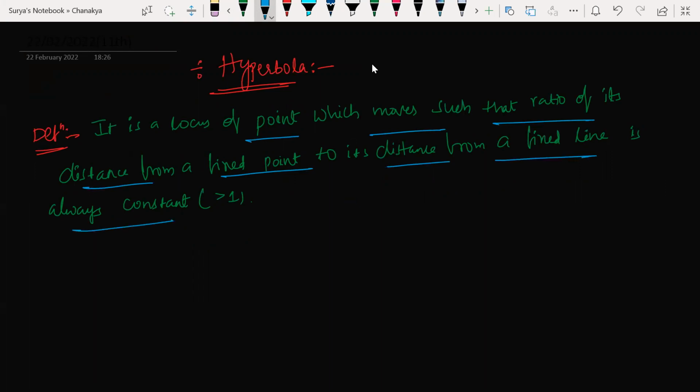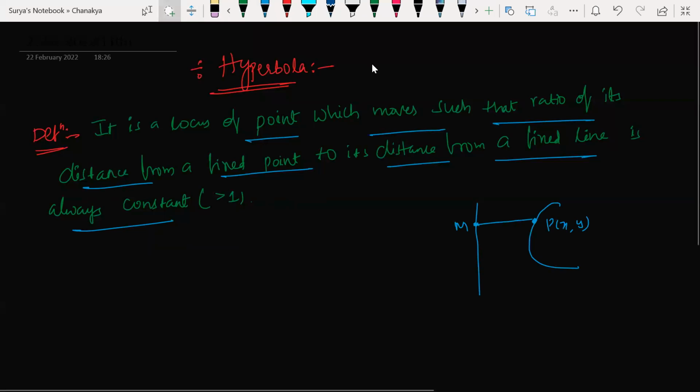What is the meaning of this? See here, let me take a curve. In parabola, what we have learned, this is a point which is x comma y. Okay, people, this is my directrix line, the fixed line. I call that directrix. This is a point P here, and this is a focus F.